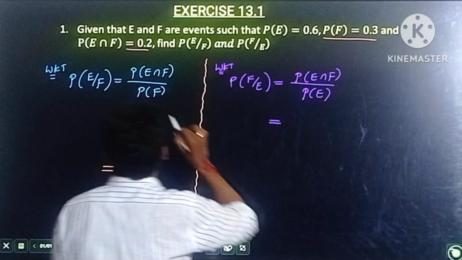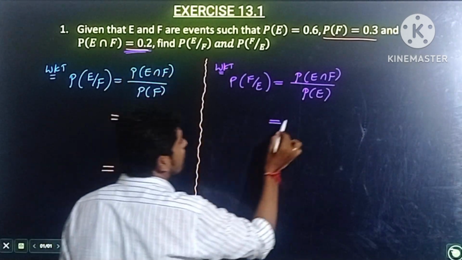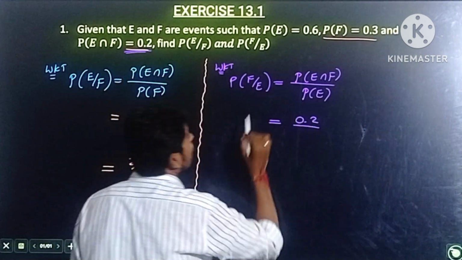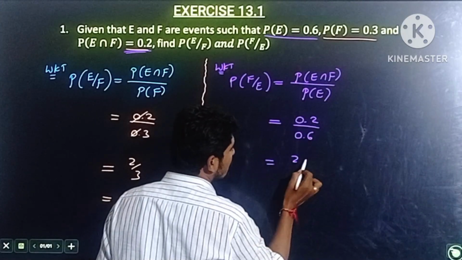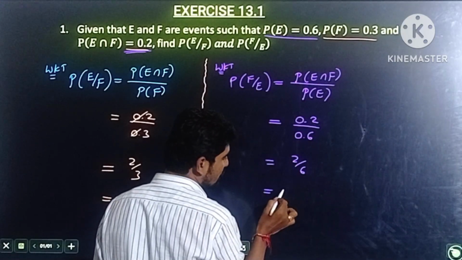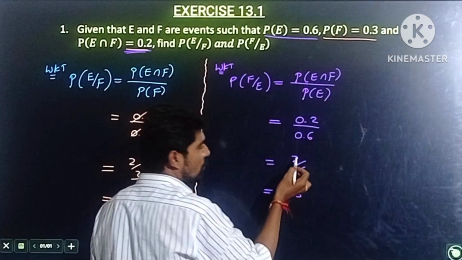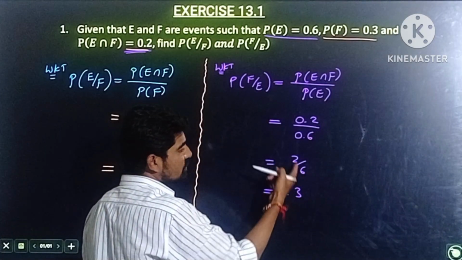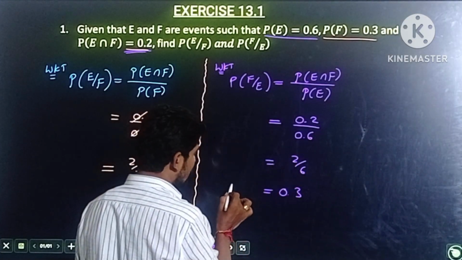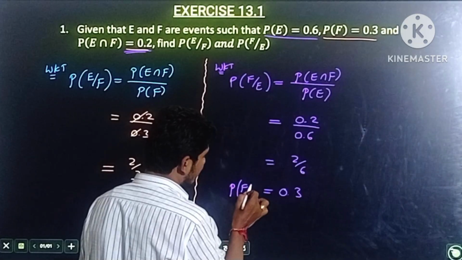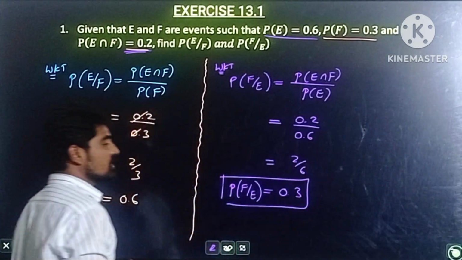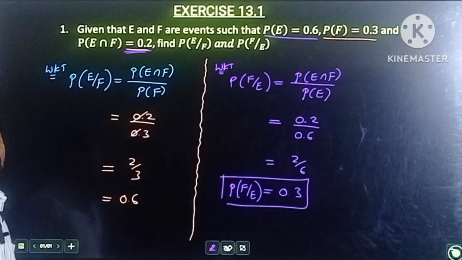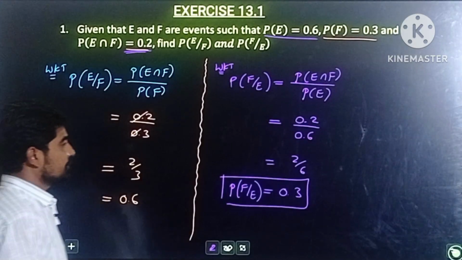Here probability of E intersection F is given, that is 0.2, divided by probability of E, which is also given, 0.6, which is equal to 2 by 6, which is equal to 0.3. So 0 to 20, then 6 ones are 6, 3 sixes are 18. So probability of F by E is equal to 0.3. I hope all of you understood this first question. So let's start the next question.